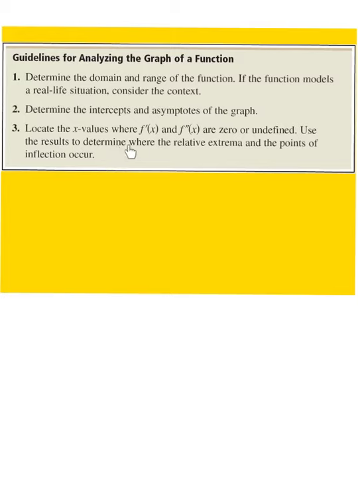And then you're going to have to locate the values where the first and second derivative are either 0 or undefined. Because remember, the first derivative tells us whether the graph is increasing or decreasing, and the second derivative tells us whether it's concave upward or downward. And I will show you and remind you of how we determine whether there's a relative max or relative min, or if there's a point of inflection. Here we go.